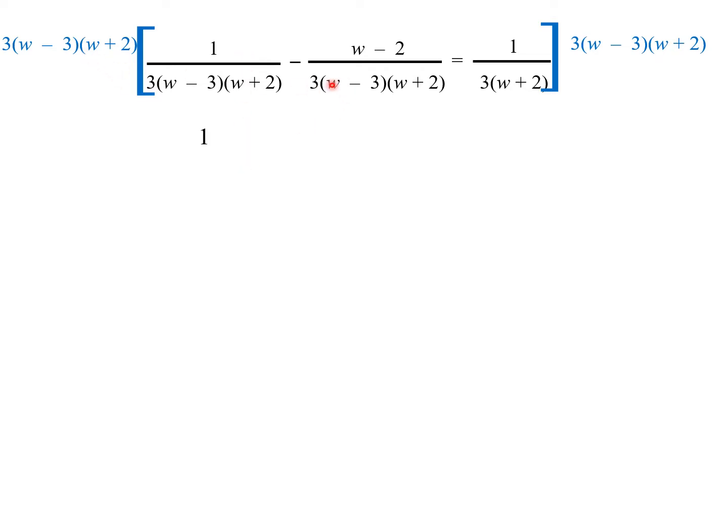Okay. In the second term, this entire thing cancels out this entire thing, leaving the w minus 2. Careful to put that in parentheses. And on the right-hand side, the 3 gets canceled out, the w plus 2 gets canceled out, leaving only w minus 3. Okay. Take a moment and make sure you agree with that.